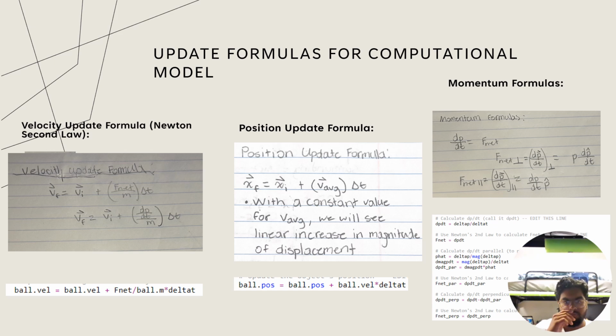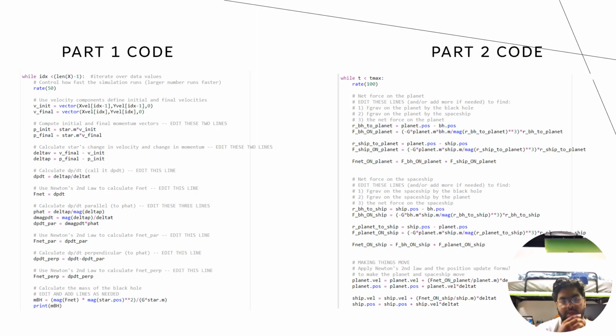Here are some of the update formulas for computational models. For our computational models, we used a velocity update formula. You can see the code right here. We plug in dp/dt for fnet in order to solve for it. For the position update formula, we just plug in our position with our average velocity times time. And then the momentum equations, you can see how we broke down momentum and fnet, or dp/dt and fnet, into their parallel and perpendicular components.